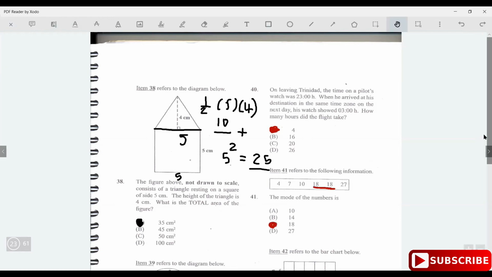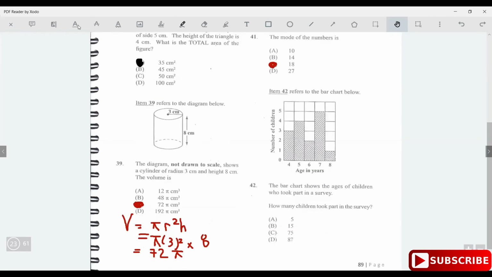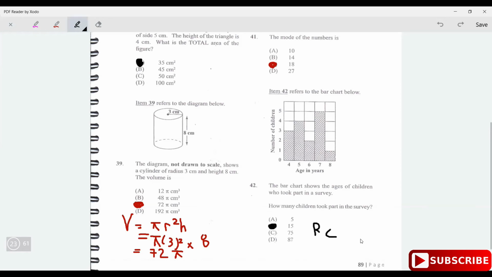All right. Question 42 is a survey. We did this in the last past paper, and we said it was 15 students in the survey. So this is a big repeat question. It comes all the time. Big repeat. Easy question. That's question 42.